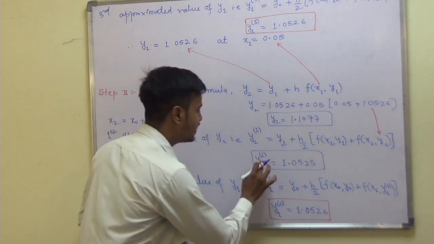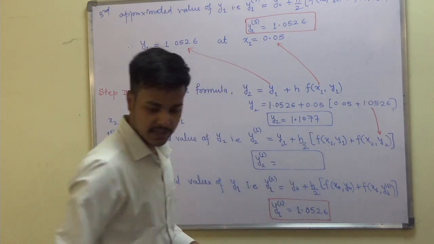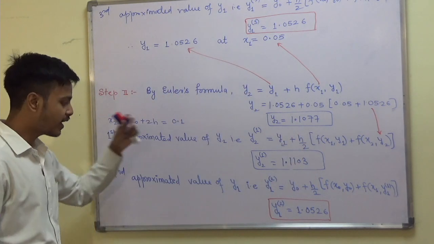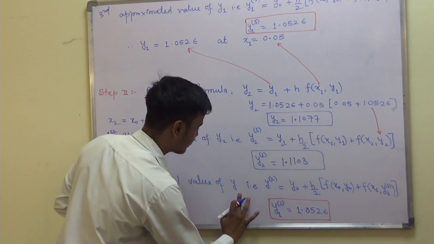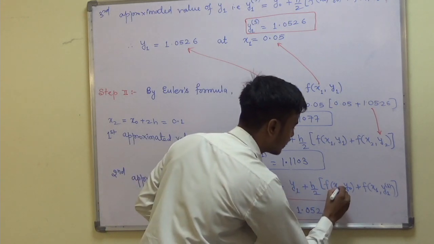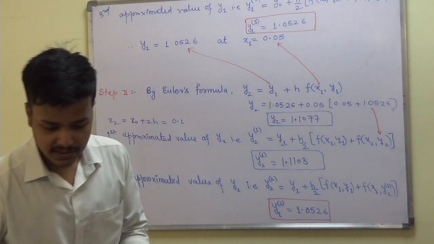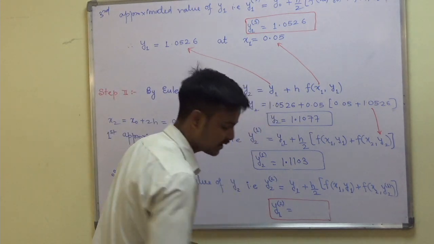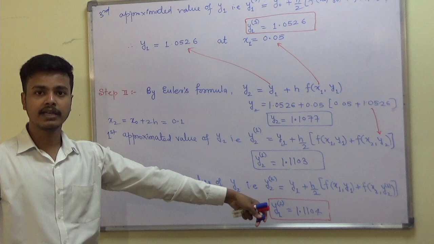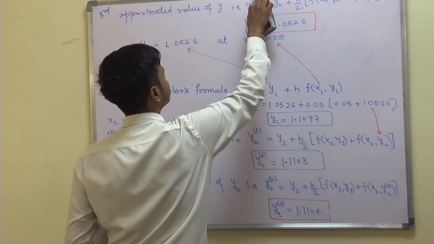Now let us find the value of this y21. The value of y21 comes out to be 1.1103. Now make use of this value to get the second approximate value of y2, which we denote by y22. So this is y1, this is x1, y1, and this is x2, y21. When you solve this, you'll get the second approximate value as 1.1104. If you want, you can stop here, and if you are not satisfied with the answer, find the third approximate value.